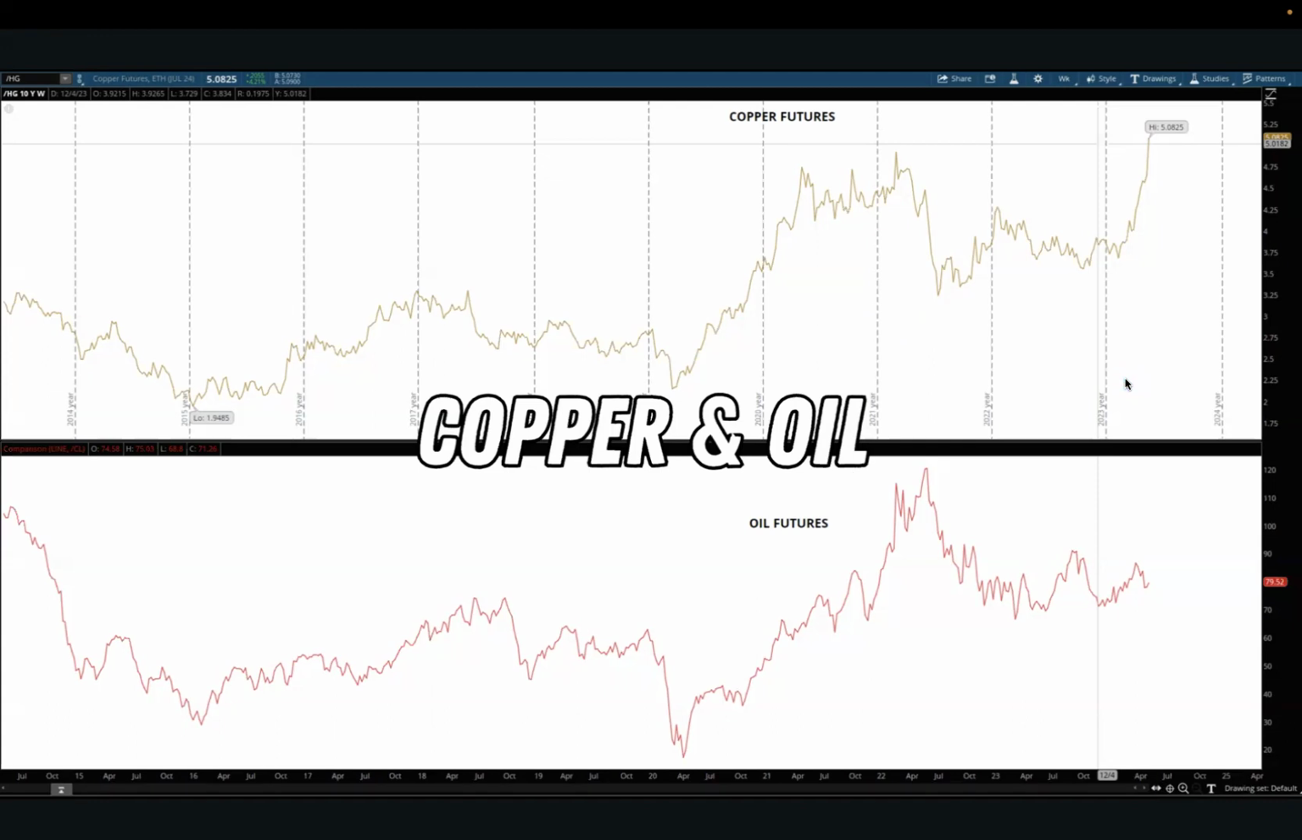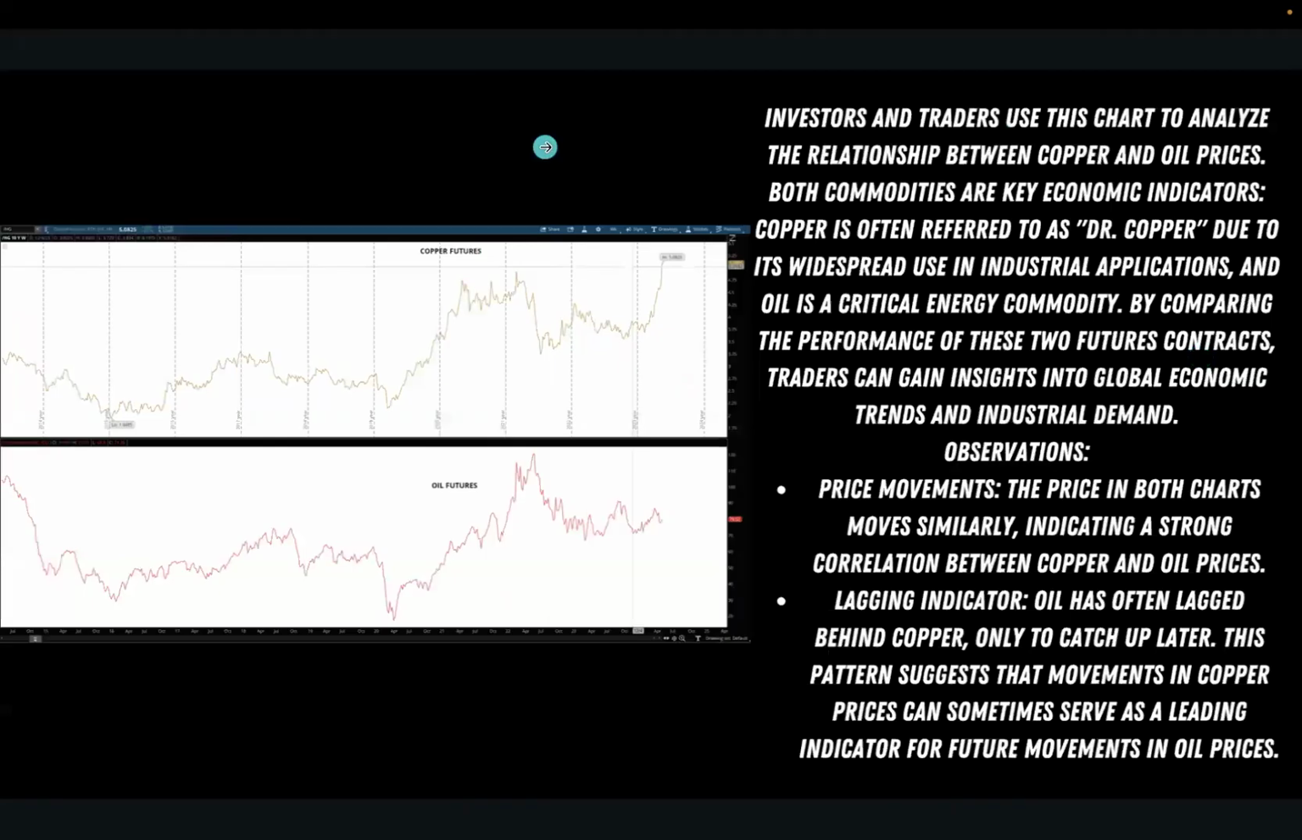Today we're going to take a look at our copper and oil intermarket analysis chart. Now, we've got copper futures on top, oil futures on the bottom. These two move very similar to each other, but they oftentimes can be traded by different types of investors, right? Copper is known as Dr. Copper. You have oil futures. A lot of people are always very concerned about a massive oil spike causing a recession. And we'll break down how I like to use this chart in today's video.